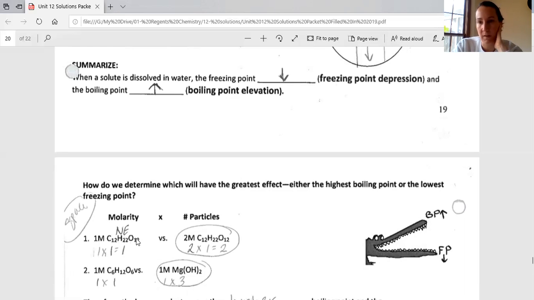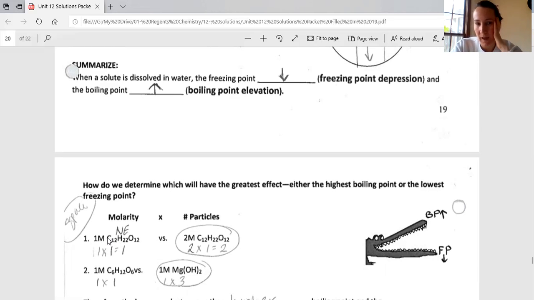I would look at C12H22O12 and I would ask myself, does it start with a metal? No. Does it start with H? No. Does it end in COOH? No. So it's not an acid. Does it end in OH? No. So it's not a salt, it's not an acid, it's not a base, so that means it's a non-electrolyte. Same thing over here. So for non-electrolytes, the Van't Hoff factor is always 1. That means it stays together as a whole thing going into water.